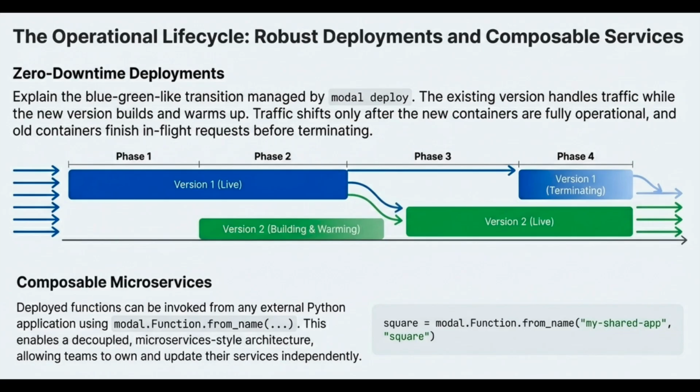The traffic shift only occurs once the new green containers pass a mandatory set of health checks and are confirmed to be fully operational and ready to accept requests. If the new containers fail that health check, maybe the code throws an exception on initialization or dependencies aren't loading, Modal halts the deployment and retains the stable blue version as the live traffic handler. So it's safe. It's safe. And once traffic shifts successfully, the old blue containers are allowed to finish processing any in-flight requests gracefully before they are terminated, which guarantees continuity.